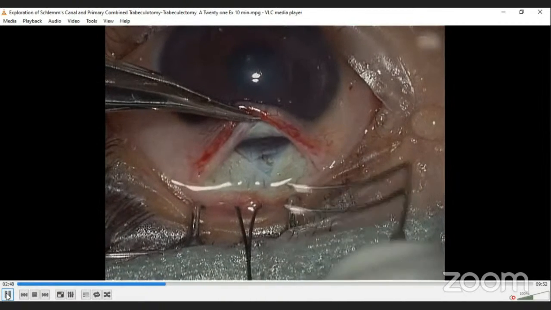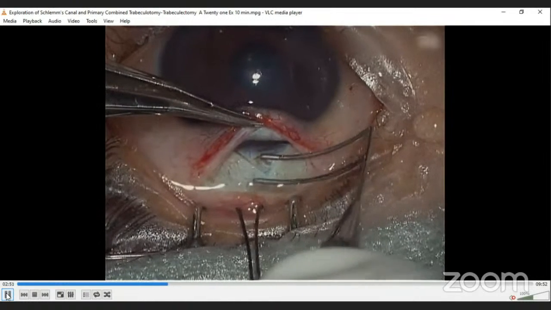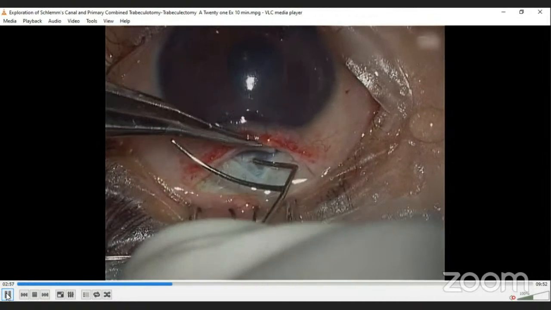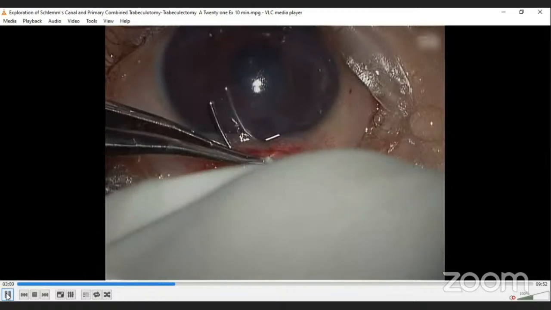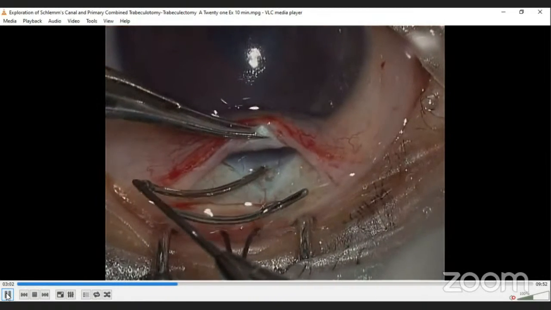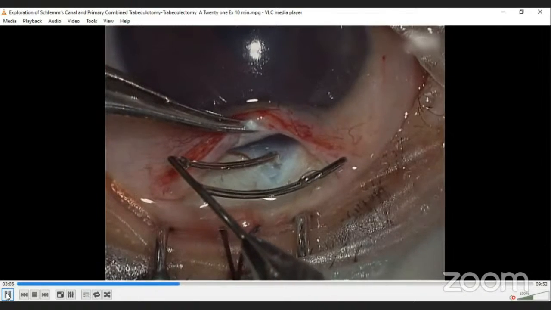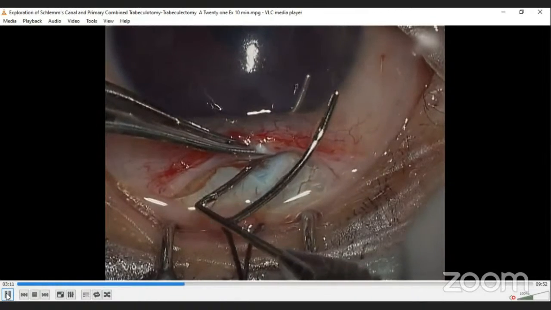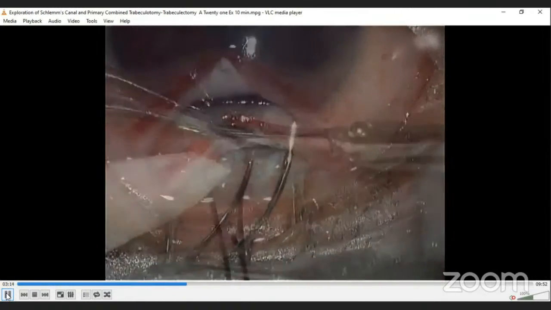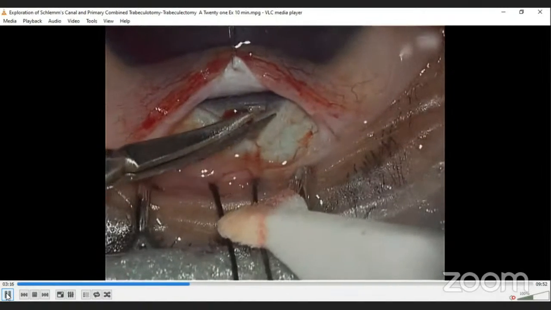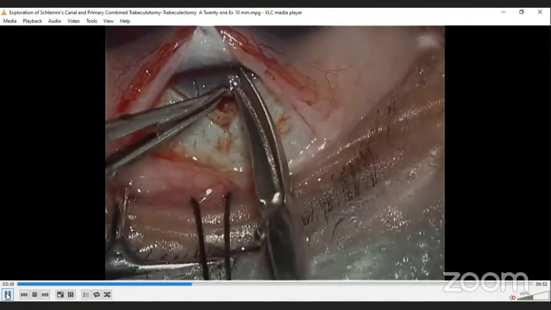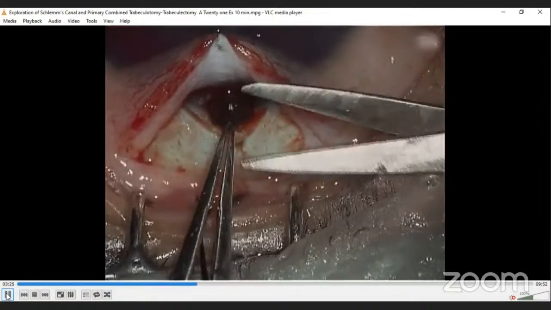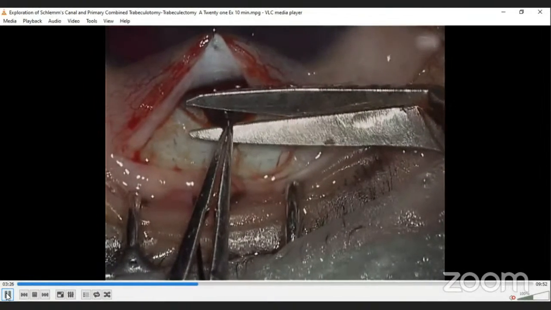Once Schlemm's canal is explored, this instrument called external trabeculotome, Harms trabeculotome, is introduced. The lower prong goes inside Schlemm's canal and is rotated to create a continuity between Schlemm's canal and the anterior chamber in that segment. When performed on each side of the radial incision, approximately 110 to 120 degrees of the trabecular meshwork is taken care of. Next step is seen here, removal of the deeper block to complete the trabeculectomy and an iridectomy.